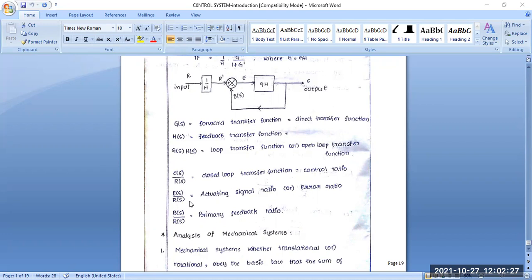Next, the error ratio is equal to ES by RS. The ES signal is calculated here, and RS is the input signal. This ES by RS is called the actuating signal ratio, or sometimes the error ratio. Another one is the feedback ratio. This feedback is calculated in the unity feedback system, that is BS to the input variable, BS by RS. This is called the primary feedback ratio. Okay.